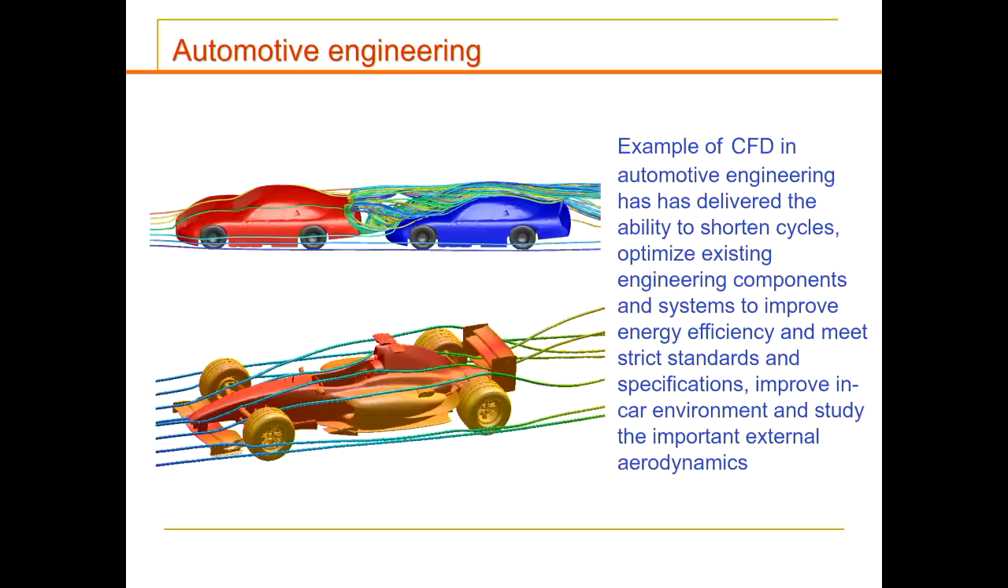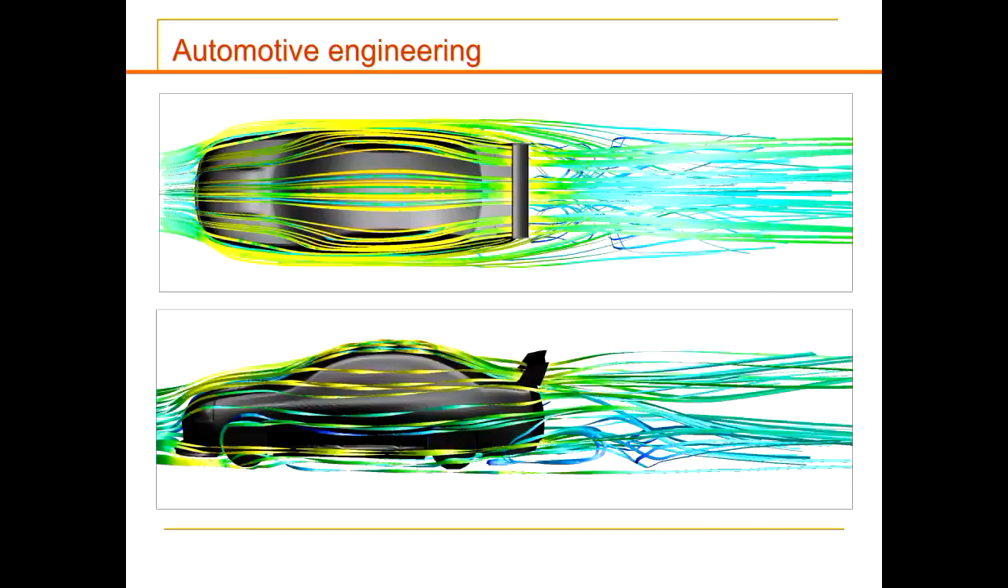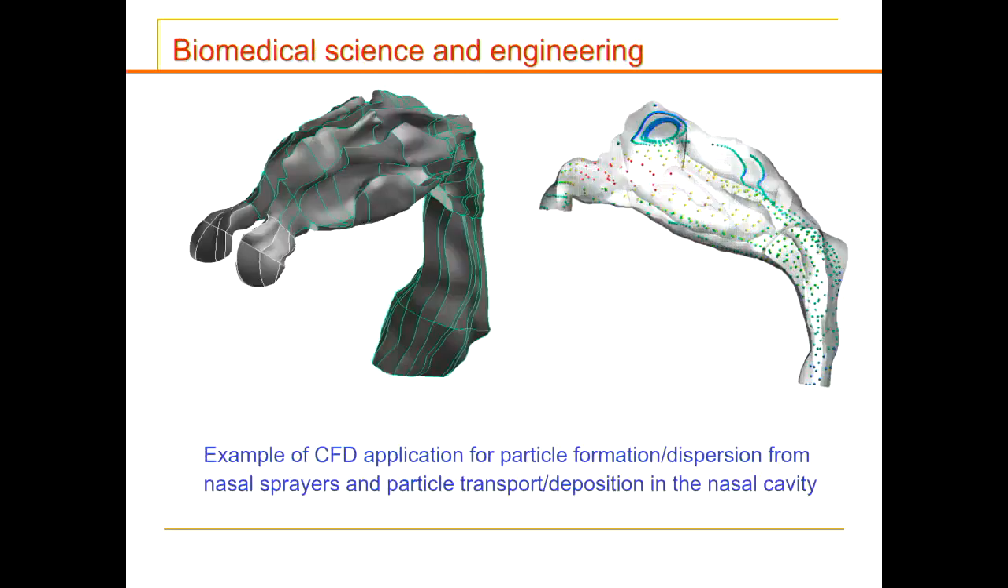CFD has been used a lot in automotive engineering. In F1, they use CFD a lot. I'm pretty sure Red Bull uses a lot of CFD as well, because they have the money to spend to improve the performance of F1 cars. Everybody knows that, right? Automotive engineering again.